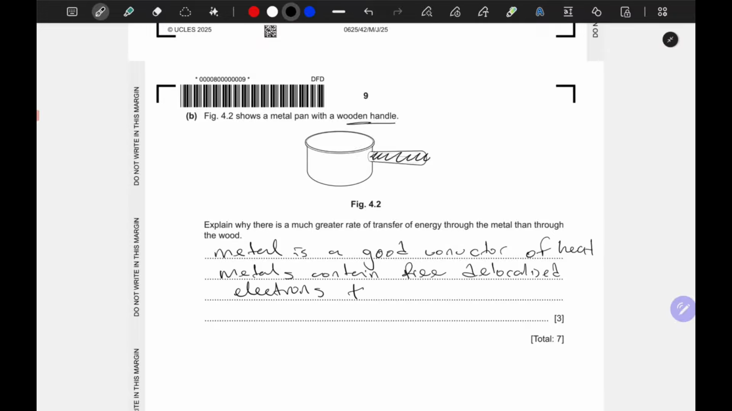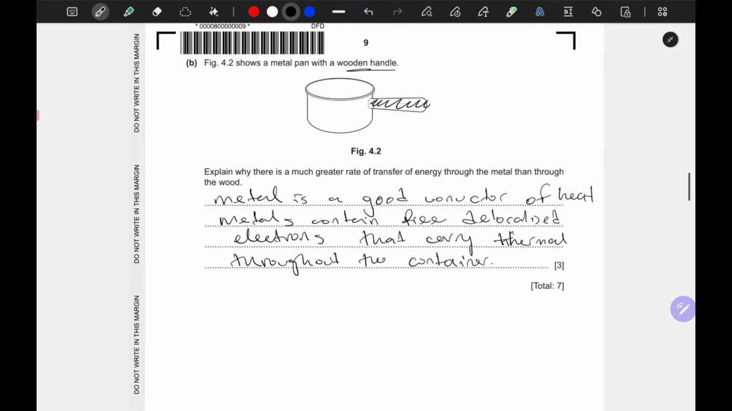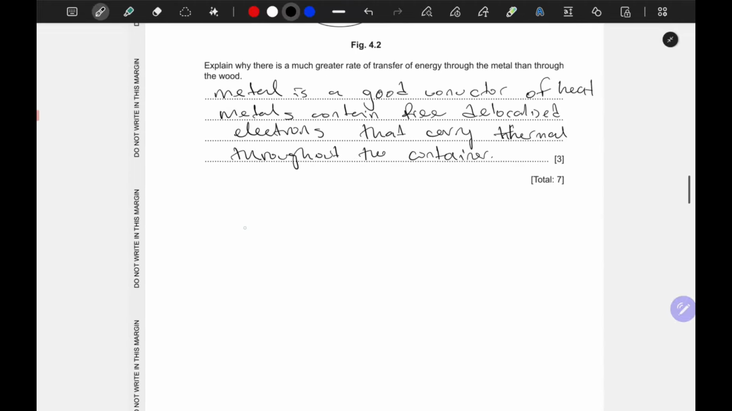And these electrons, they carry thermal energy throughout the container. So when they're carrying this thermal energy and they collide with the other particles, that way the thermal energy is transferred. So let me draw a structure of a metal.